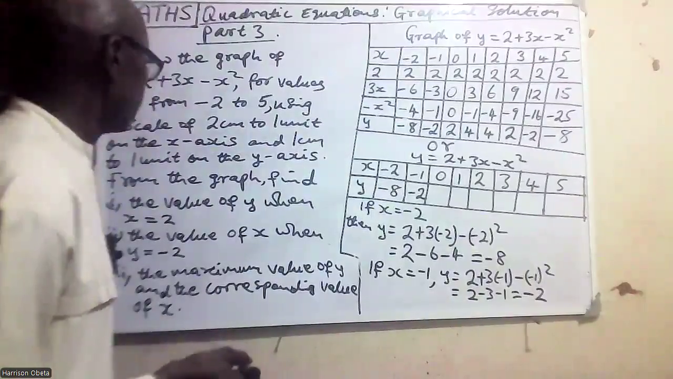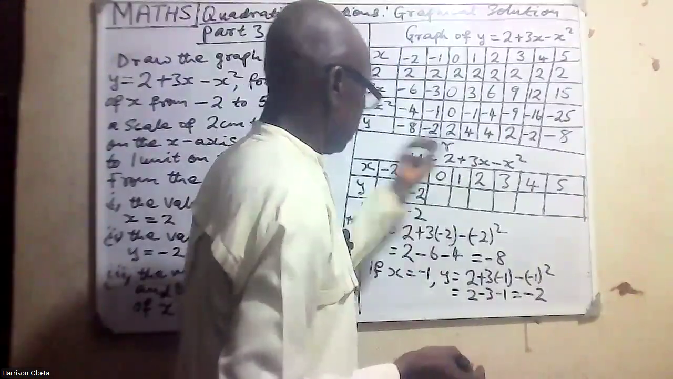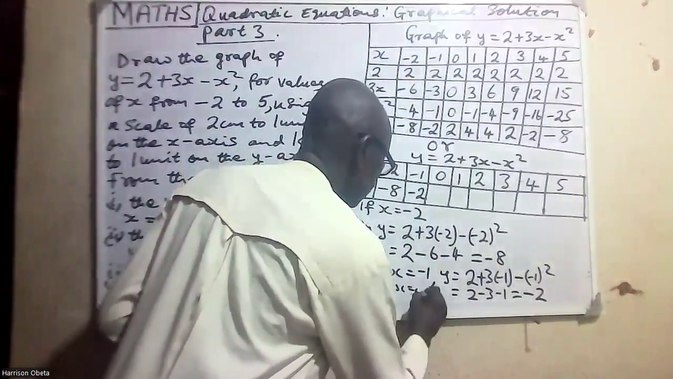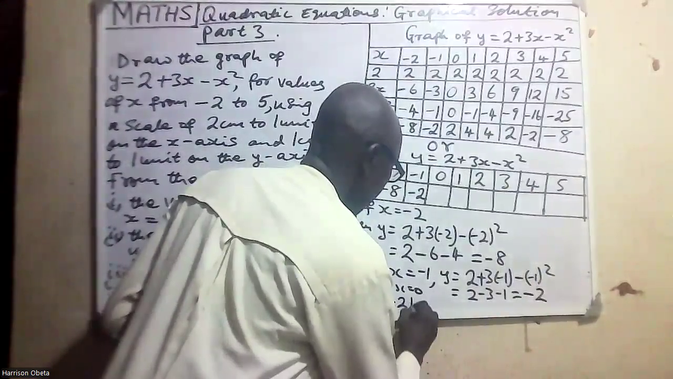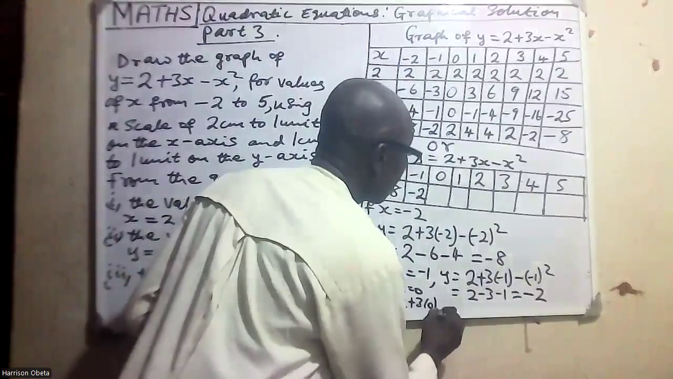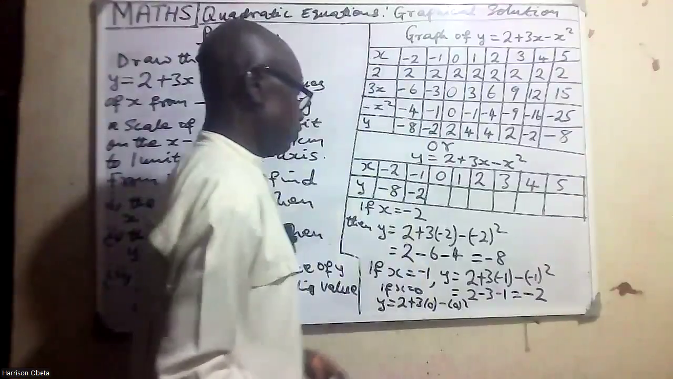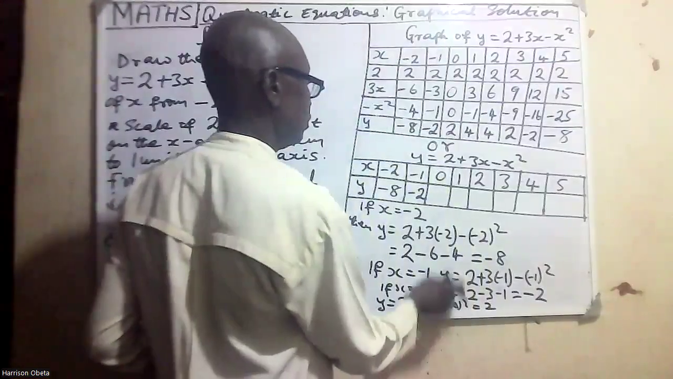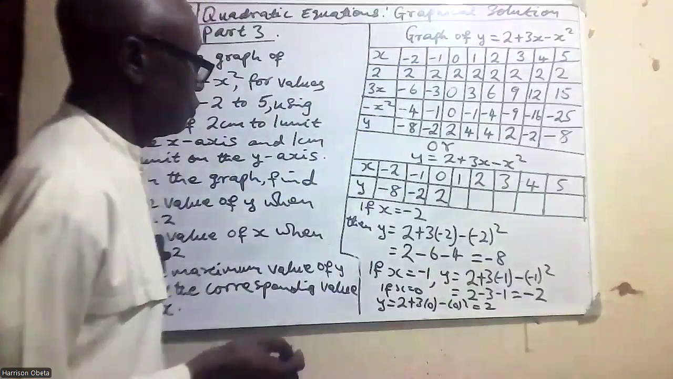Okay. Then when you come back to when x is 0, just put 0 there. If x equal to 0, that means that y will equal to 2 plus 3 into 0 minus 0. And if you check, the whole thing will turn out to be what? 2. Because this is 0, this is 0. So it will now be what? 2. So that is that. Then can also move on.